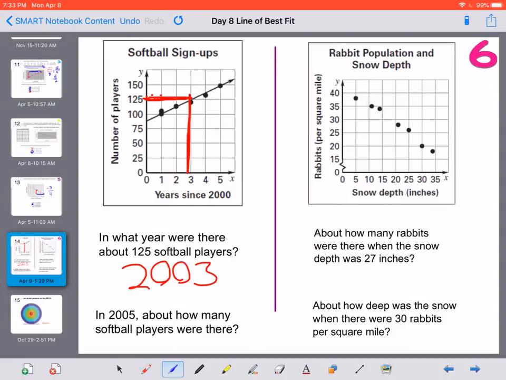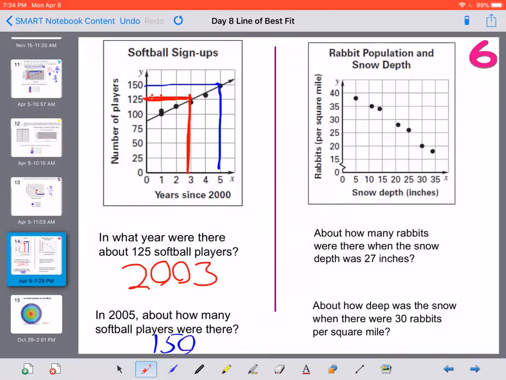In 2005, about how many softball players were there? Well, I'm going to go up from 2005. And then I'm going to go over from where I hit that line. And it looks like there was about 150 softball players.